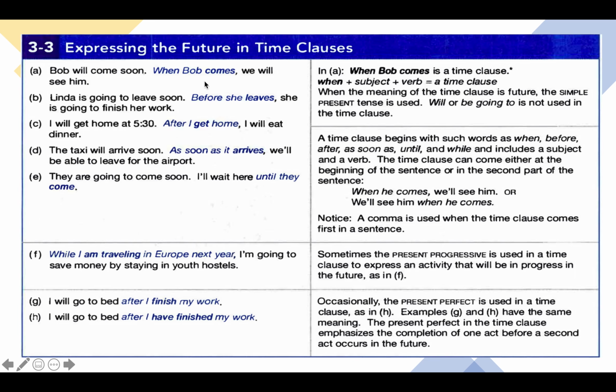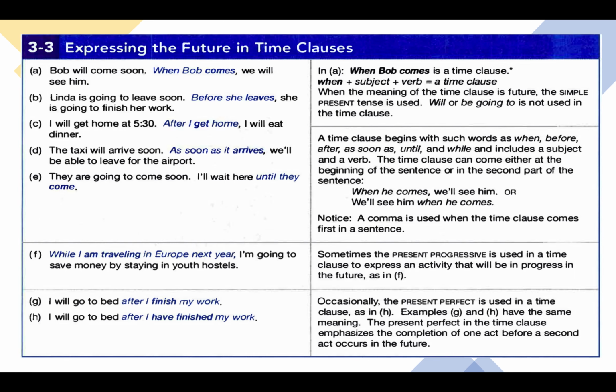So the time clause here, be careful, when we have time clauses, we never use the future, okay? Future simple or future progressive. We can use only present simple, or we can use present progressive, as we're going to see in following examples. So when Bob comes, that is to say, when Bob comes in the future, so because we can't use will here, we simply use present simple because we have a time clause. We will see him, right?